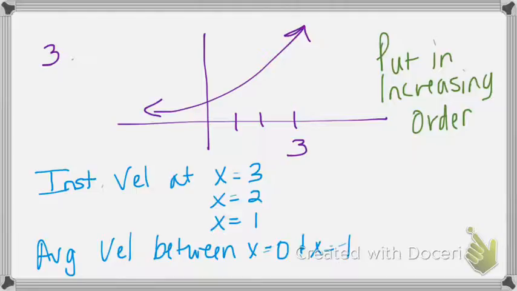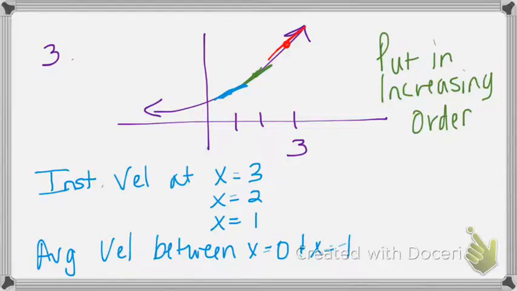Alright, last problem. This is another put in increasing order problem, and I know that the one we did yesterday was a little bit confusing. It was harder to tell, but I want to do one where it's a little bit more clear. So let's just think about it. Instantaneous velocity at 3. That means I need a little tangent line here at 3. At 2, that means I need a tangent line at 2, because remember that instantaneous velocity is just the slope. So basically, I'm looking at the slope of those 3 things. And it's hard to draw on here, so I hope I'm drawing them so they can see them.